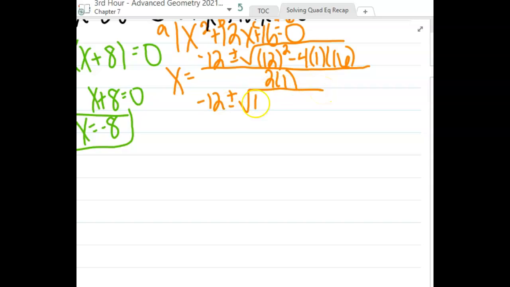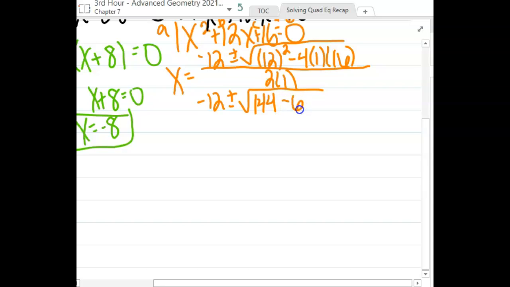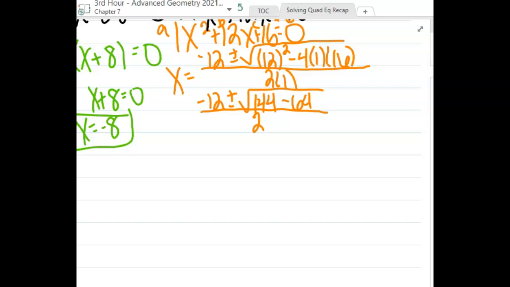Okay, we can take 12 squared, which is 144. Remember, this sign, huge! This is the biggest sign that most people get wrong. Negative 4, 1, and 16 will give you what kind of answer? That one's going to stay negative. And then 4 times 1 times 16 gives me 64. All over 2 times 1 is 2. Well, the next thing I do, I can subtract these. 144 minus 64 is 80.